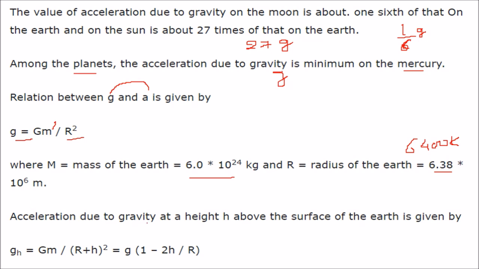The acceleration due to gravity at a certain height h from the surface of the earth is given by g_h equals GM by (r plus h) square. One more expression is there: g times (1 minus 2h by r).